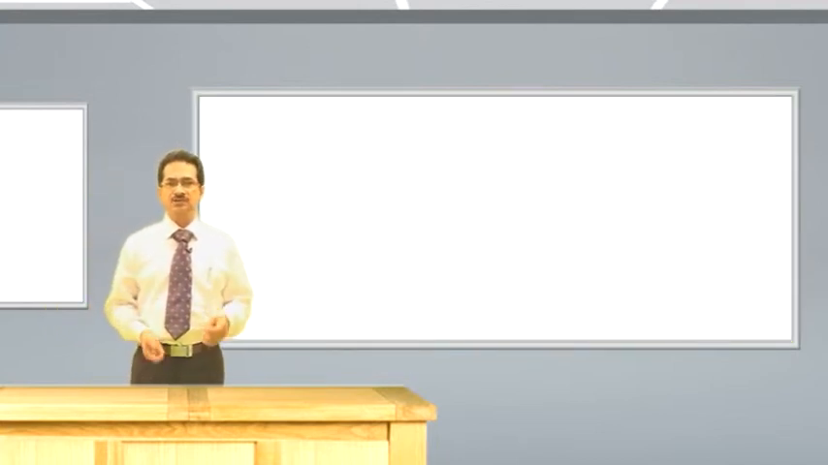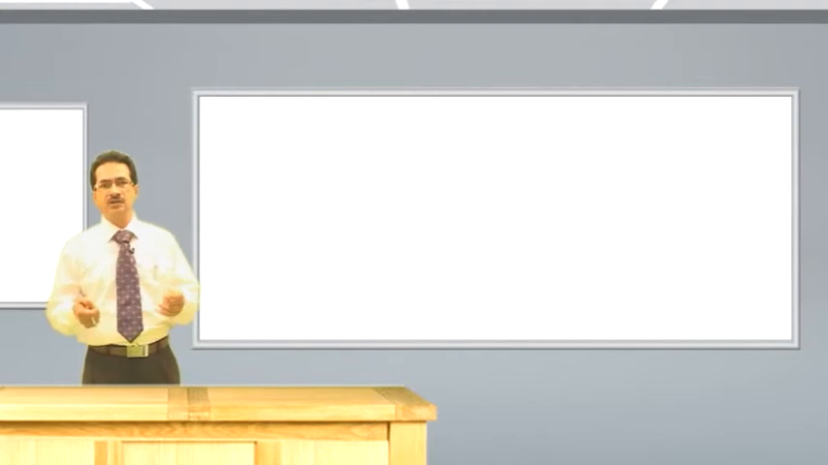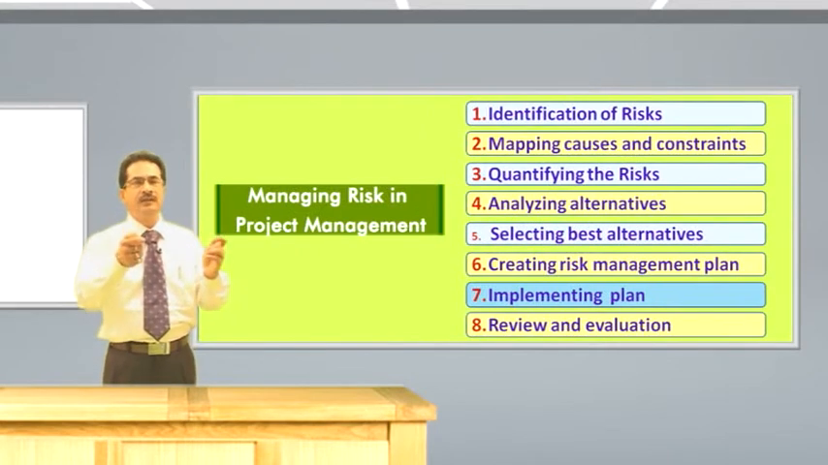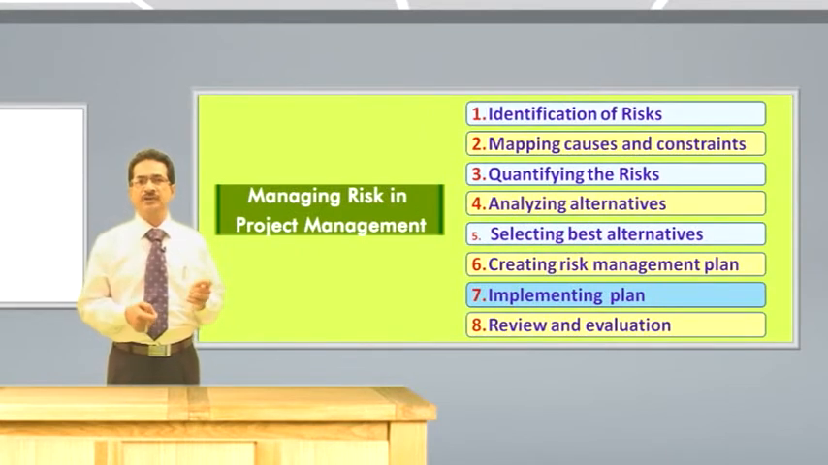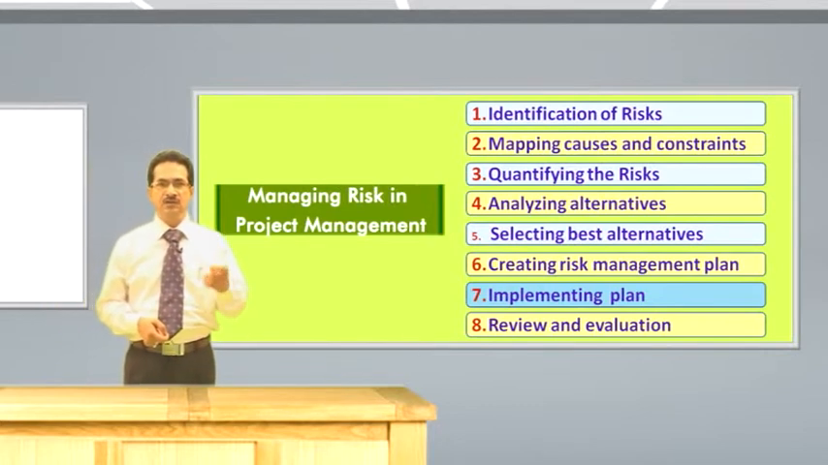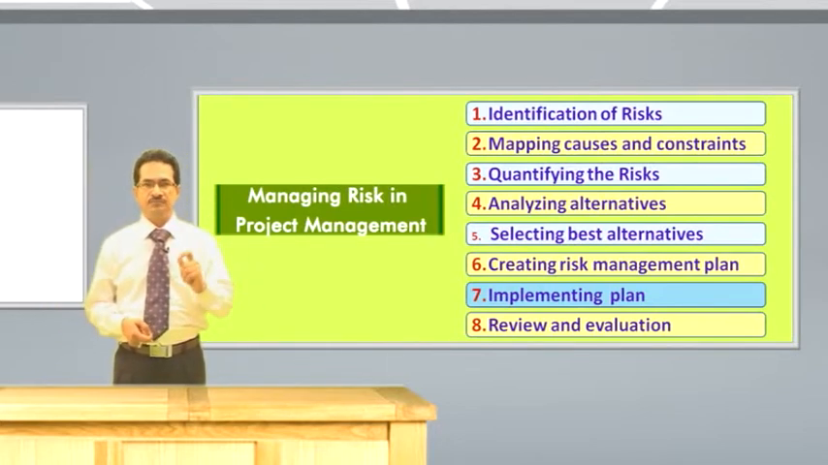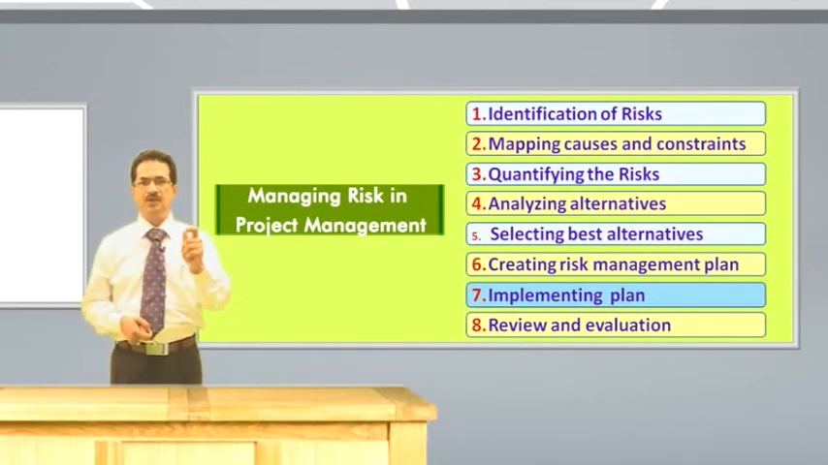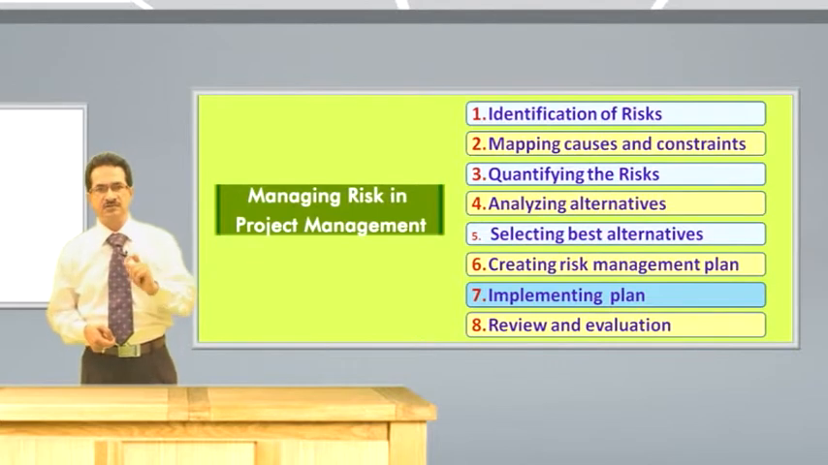Now we are coming to the second section of the session, and that is managing risks. There are several approaches of risk management. Here we will discuss only one, which includes 8 steps. First one, identification of risks, second, mapping causes and constraints.